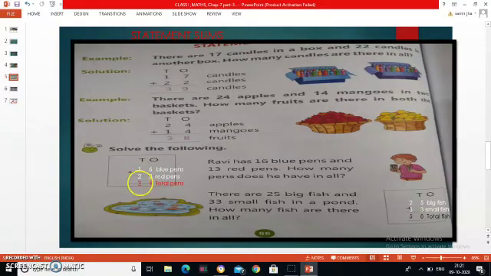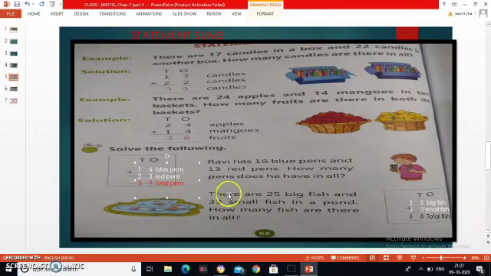See, there was a mistake here. We will write here 3. Yes, after 1 count 2 numbers, 1, 2, 3. So altogether how many pens we have? See what they are asking. How many pens does he have in all? Total pens. Now 39 total pens he has.